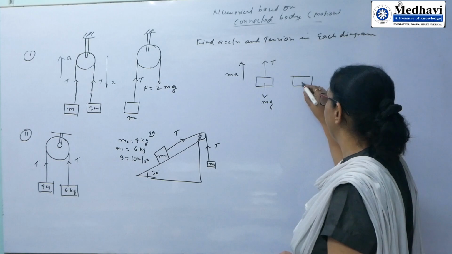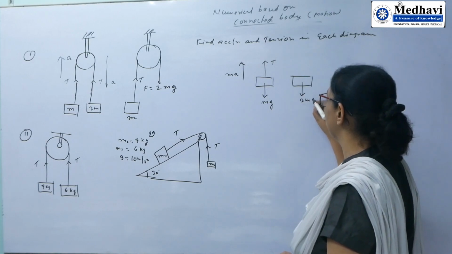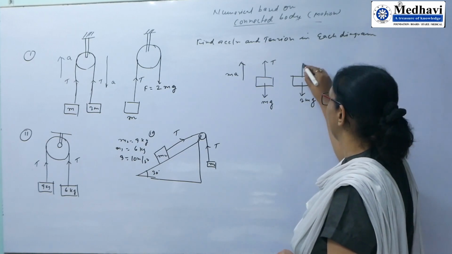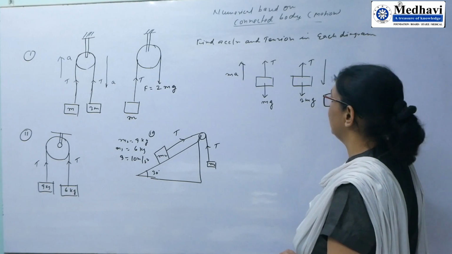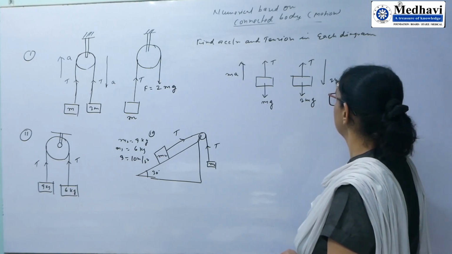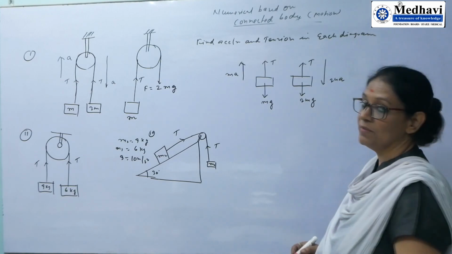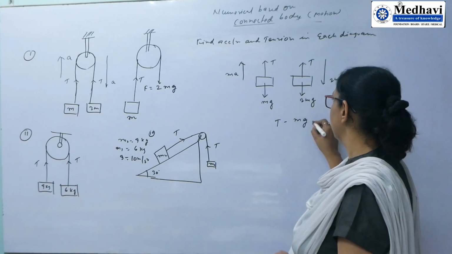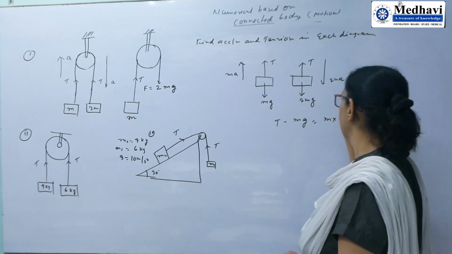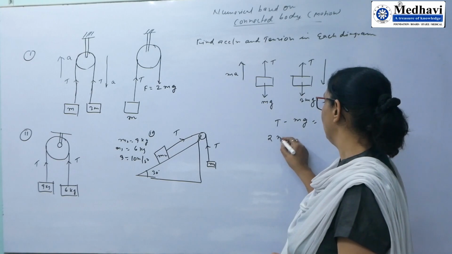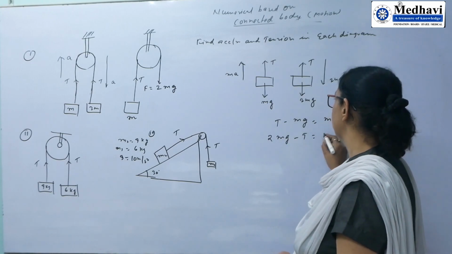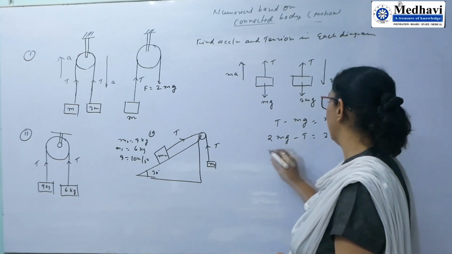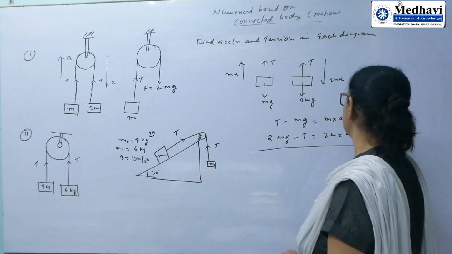once you draw the FBD, then it will become easy to solve the numericals. And if you have experience of that, then without drawing, you can solve the question. This is the diagram. So for the first case, we can write T minus mg is equal to m into A. And for the second case, we write 2mg minus T is equal to 2m into A. Now you add both the equations, first and second.